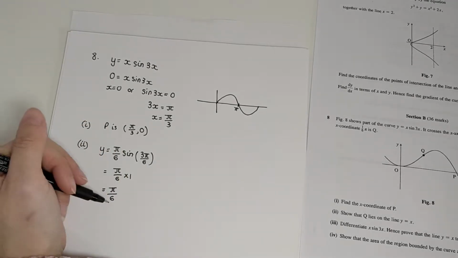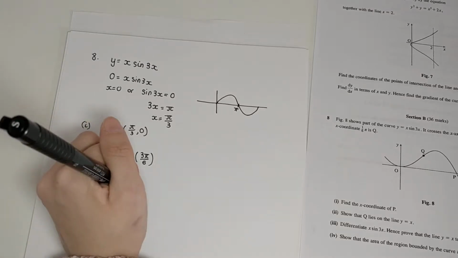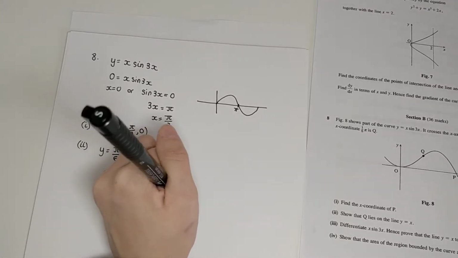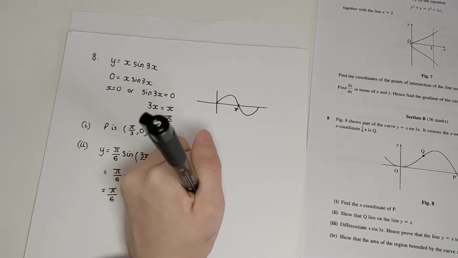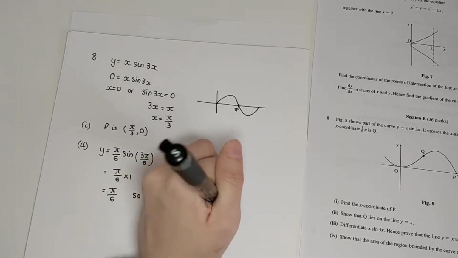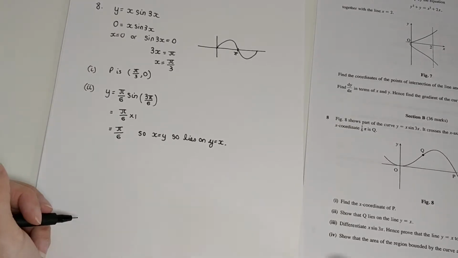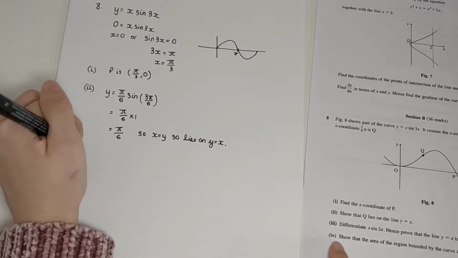Oh, so the x-coordinate and the y-coordinate are the same. So it lies on the line y equals x. Okay.